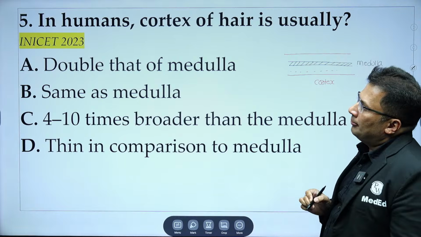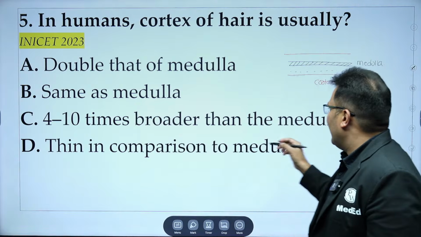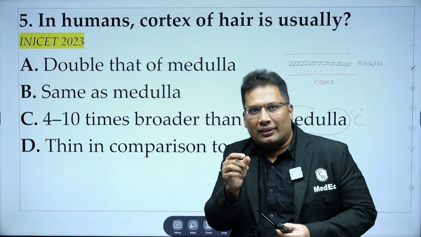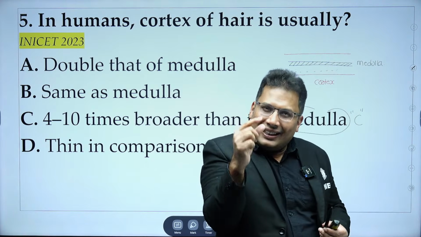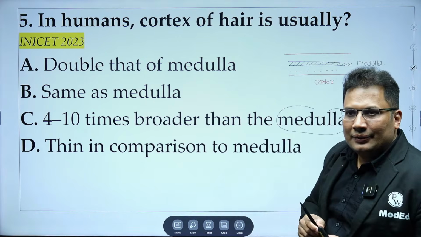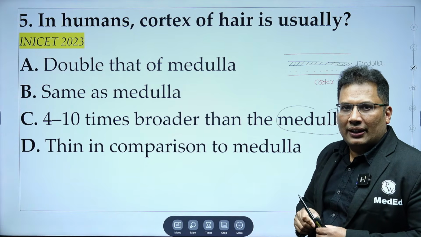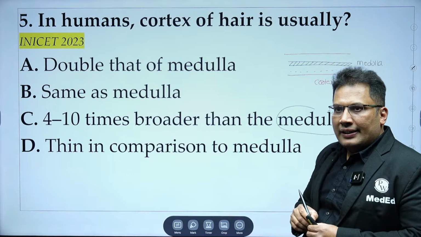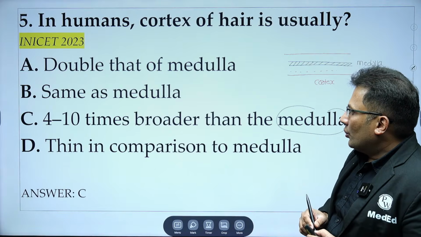Tell me the answer. In humans, the cortex of hair is usually 4 to 10 times broader than the medulla. Answer is C. The medulla is very thin and discontinuous in humans. But in animal hair, the medulla is very thick. What is the answer? C. I think nobody has answered the fifth question. No, Aishwarya, no. Manak Datta answered. Aishwarya answered D. Duty answered C. Duty, Bomik, good answer. So try to remember.